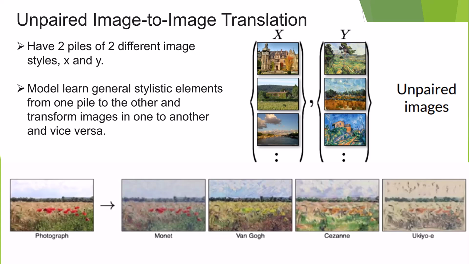The key challenge here is that there isn't a direct match between images in the two sets. They don't correspond one-to-one. So our goal is to train a model to capture the general stylistic elements of one set and apply them to the other. In other words, we want the model to learn how to transform images from set X to resemble those in set Y, and vice versa, without relying on explicitly paired examples.